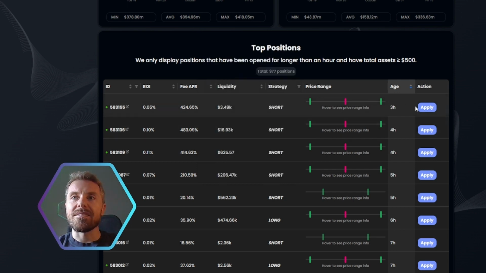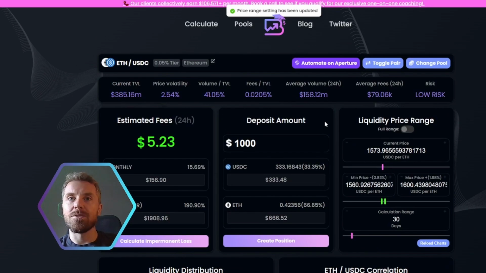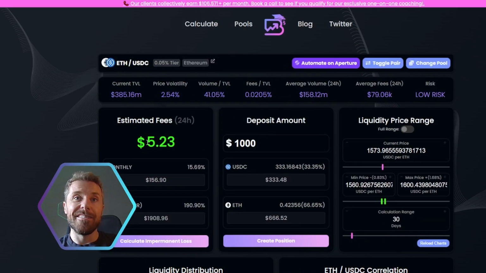But let's take a look at this. So what you can do is you can actually apply this to your position, and we can see what that looks like for us for however much time we want to hold this position. So let's apply it to our $1,000 position in the ETH USDC pool. This will return us $5.23 every 24 hours for the next 30 days.